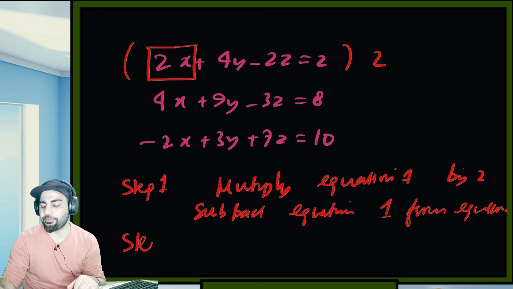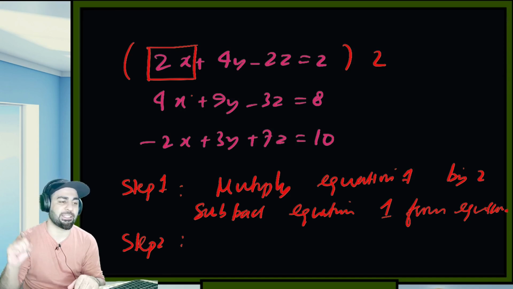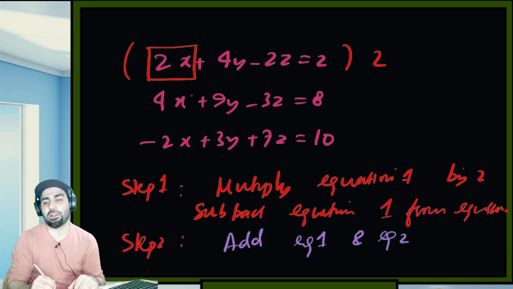So step 2 is, because now I want to get this entry 0. I first was getting this entry 0. Now I am getting this entry as 0. So in here, what should be step 2? Step 2 is add equation 1 and equation 2. So what will happen is you will directly get this as 0, because this will be equal to 0. So you will add equation 1 to equation 2, so that you make this entry 0.